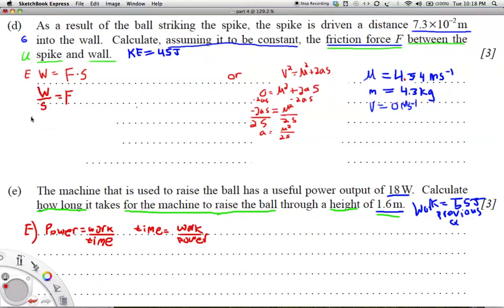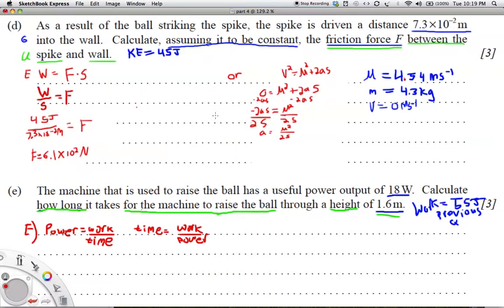Okay. So the work done was 45 joules, and the displacement was 7.3 times 10 to the negative 2 meters. When I do this calculation, I get a force of 6.1. F equals 6.1 times 10 to the 2 newtons, or 610 newtons. And if you get around that number, it's perfectly fine. It should round to about 6.1 times 10 to the 2.